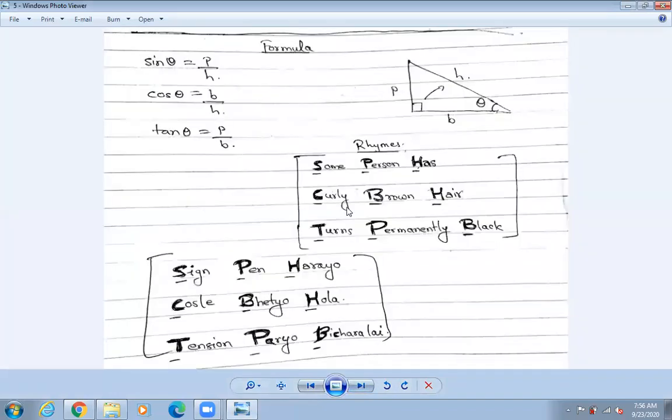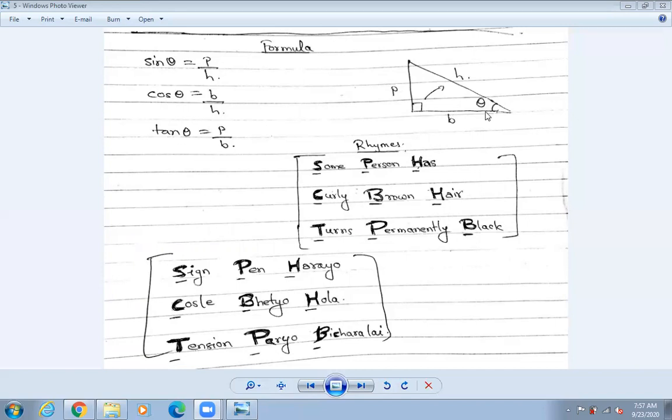Okay, so your optional teacher has also maybe taught you about these rules. Sine means p by h, cos means b by h, and tan means p by b. So how to memorize this? P means perpendicular. Opposite of 90 is called hypotenuse, we have learned. Opposite of theta is called opposite. Opposite is also called perpendicular. That also we have learned.